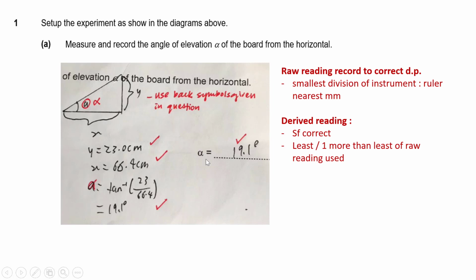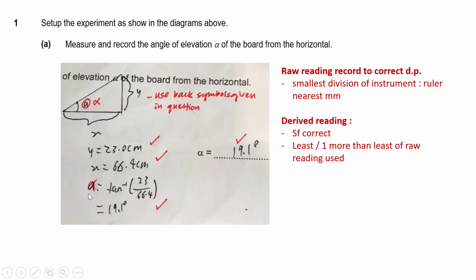So some of you, instead of using the protractor, use the ruler. So in this method, they measured the height of the ramp and the base of the ramp using a ruler. Then using trigo equations, they compute the value of alpha. So it's an acceptable method. In this case, your raw readings would be the value of y and x. Since they're measured with the ruler, then they should be recorded to the nearest millimeter.